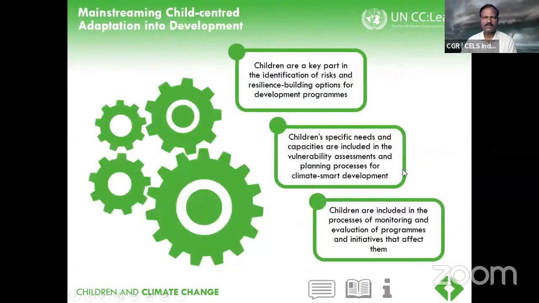So we have to mainstream child-centered adaptation into development. Children are a key part in the identification of risks and resilience building options, development programs. And children's specific needs and capacities are included in the vulnerability assessments and planning processes for climate smart development. And children are included in the process of monitoring and evaluation of programs and initiatives that affect them. So that is what we need to do.